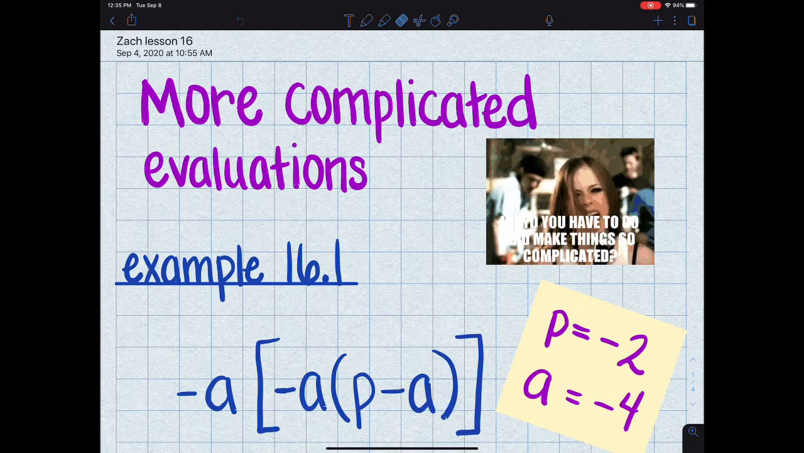Okay, we're on page 72 and we're going to do lesson 16, which goes over more complicated evaluations. So basically, it's a lot of the same thing as what we were doing in lesson 14, where you use positive and negatives and use the parentheses for symbols of inclusion, but it's just getting way more complicated.